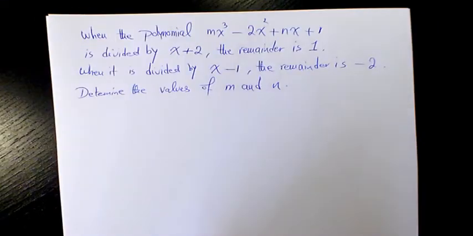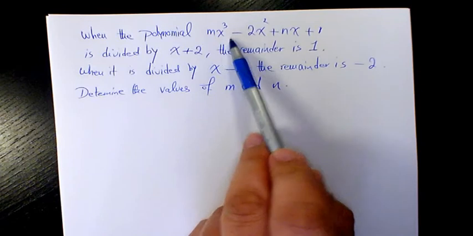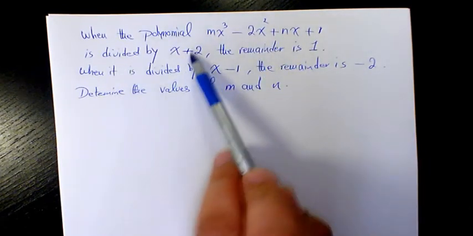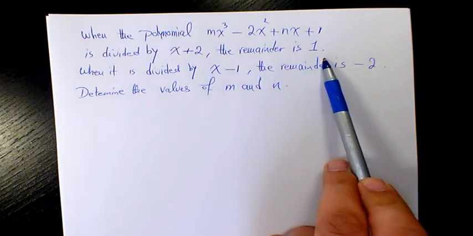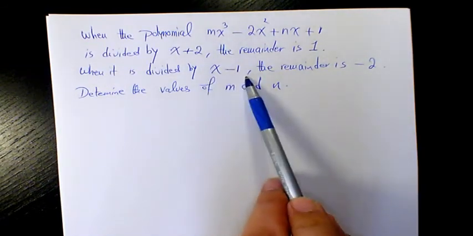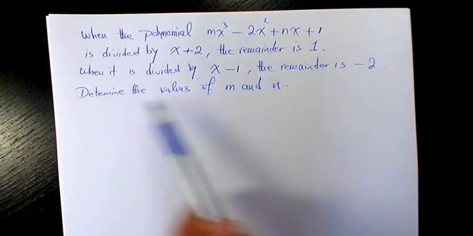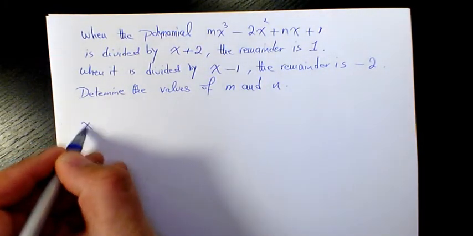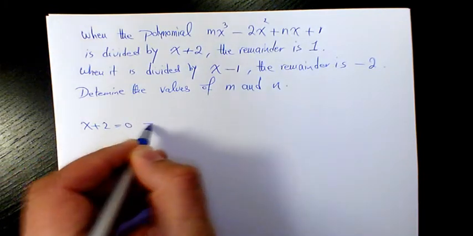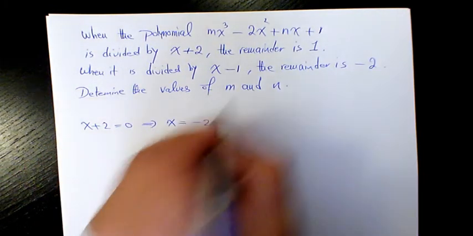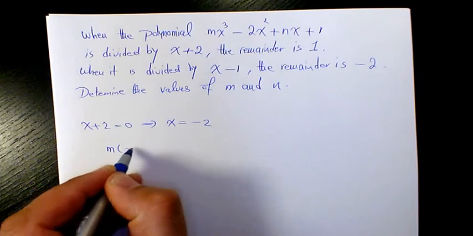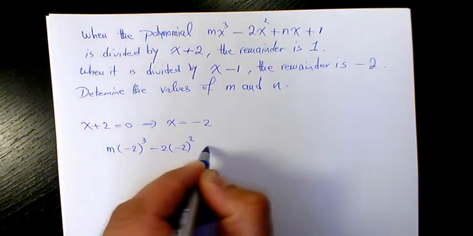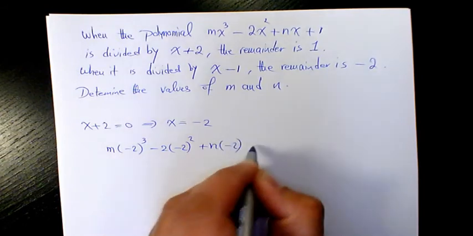This example says when the polynomial mx cubed minus 2x squared plus nx plus 1 is divided by x plus 2, the remainder is 1. And when it is divided by x minus 1, the remainder is negative 2. Find out the values of m and n. So the first time is divided by x plus 2, which means that x is going to be negative 2. We sub it there. It's going to be m times negative 2 cubed minus 2 times negative 2 squared plus n times negative 2 plus 1.